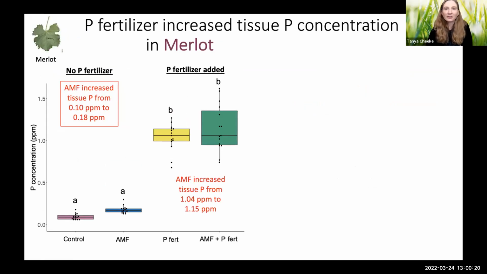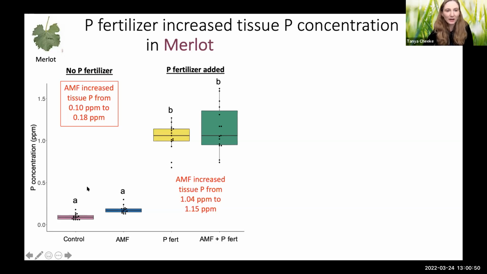Then we looked at tissue phosphorus concentration. What we're seeing here is the phosphorus concentration of the above ground plant tissue in the control, in the mycorrhizal inoculated, and then here is where the fertilizer was added. So this is fertilizer only and mycorrhizal fungi plus the fertilizer. In the overall statistical model, we had effects of phosphorus and mycorrhizal fungi.